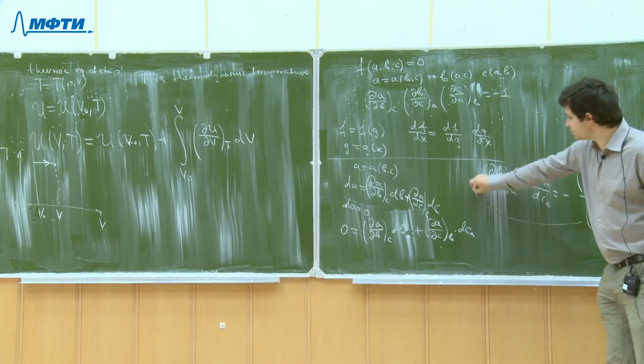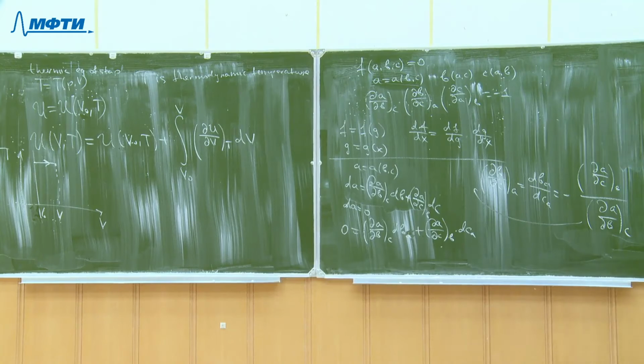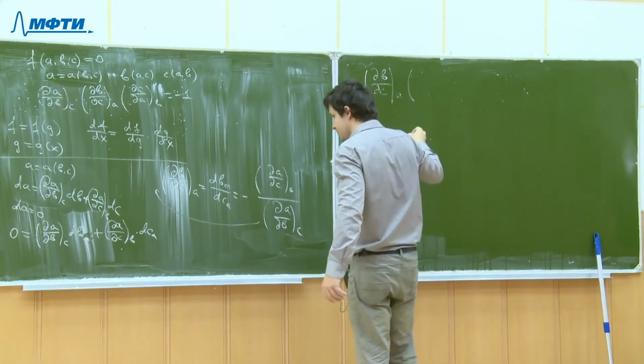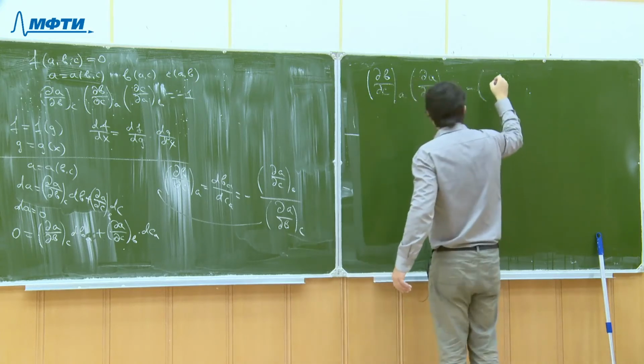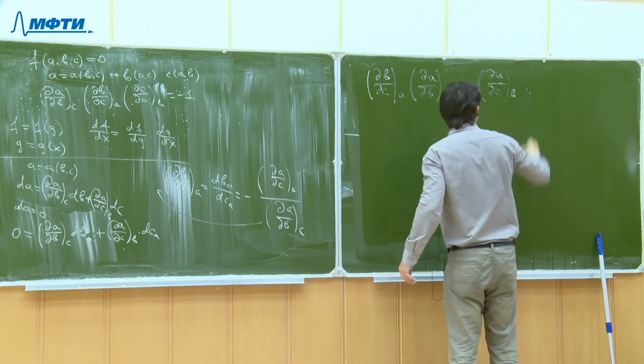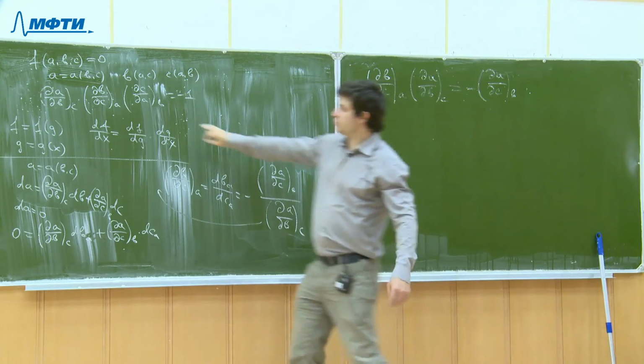So now I take this to the left-hand side and get the next thing. So now I have that dB over dC at constant A times dA over dB at constant C equals minus dA over dC at the constant B. That is almost this expression.